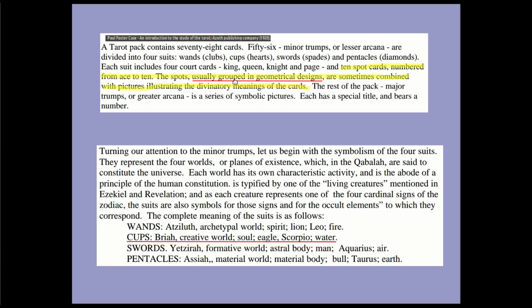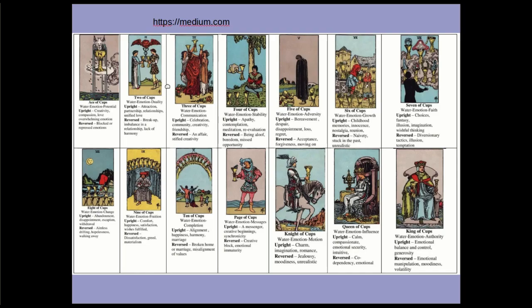The spots, usually grouped in geometric designs, are sometimes combined with pictures illustrating the divinatory meanings of the cards. So the pictures are important, but even more important for them is the geometric signs. That's what all these decks will have, the geometric sign associated with the number on the card. If it's a 3, like this 3 of Hearts, the 3 of Cups has a triangle. It's the upward pointed triangle. That is the geometric figure of the upright 3 of cards, which would represent things like friendship, community, creativity. Love would be in there, right?